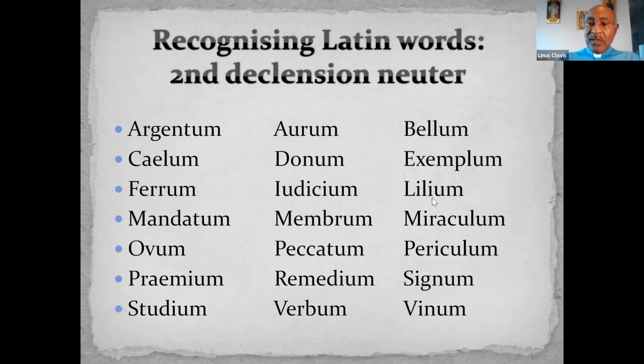Okay. In fact, some of them, notice if you cross off the U, you get lily, sign, vine, verb, study. Let's look at that one. Remedy, and so on. So again, there are a good number of English words which have Latin roots, and you can see that in some. If you specialize in chemistry or horticulture, then you can recognize them easily enough.